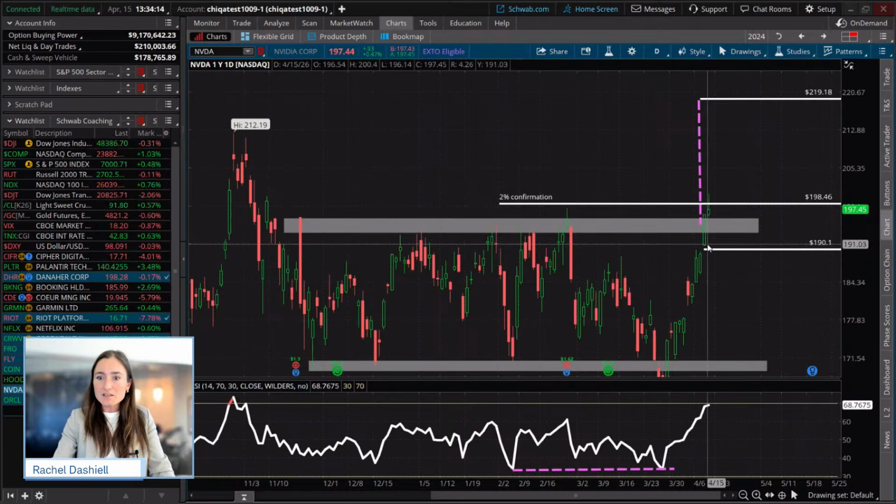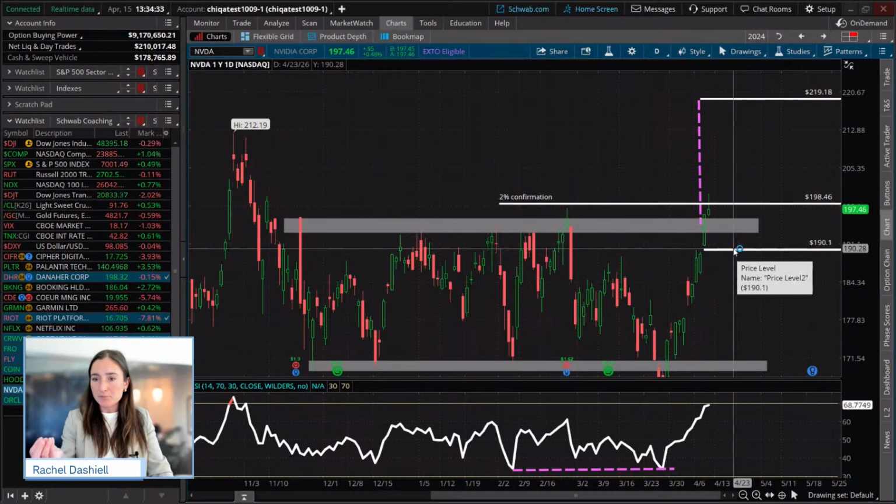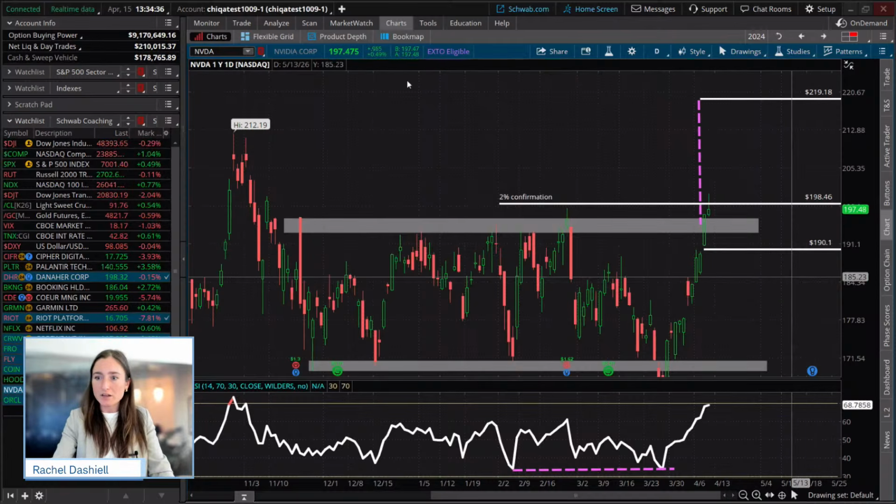A lot of times you'll see that low get retested and then price may rip back in the other direction. So we're going to make sure we don't get whipsawed out of that trade if we had a little blip, a little retest of the inside of that pattern. So we're going to put it at 190.10 here.